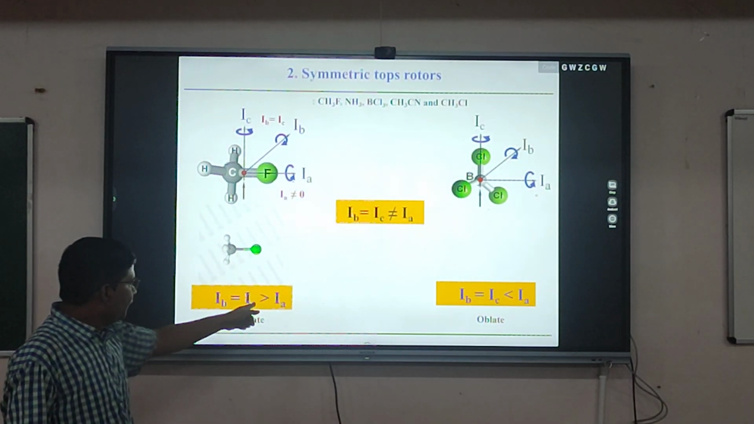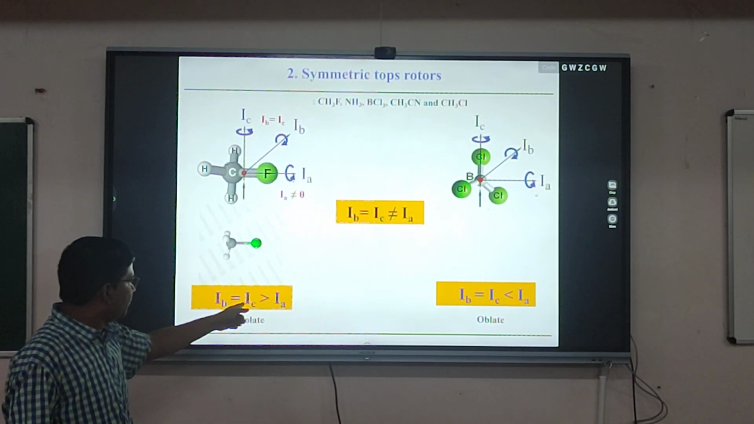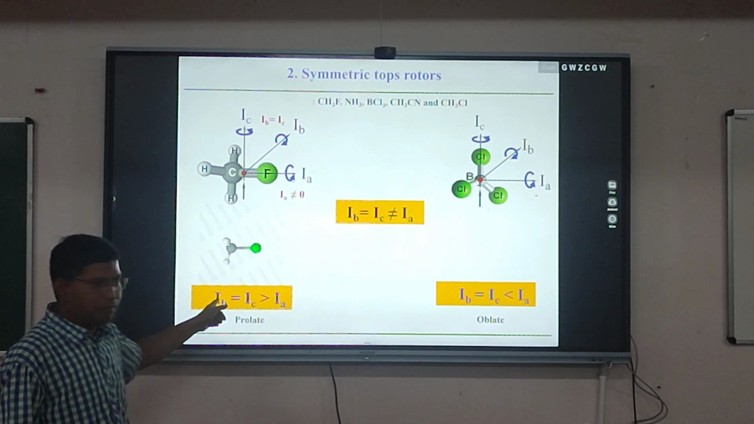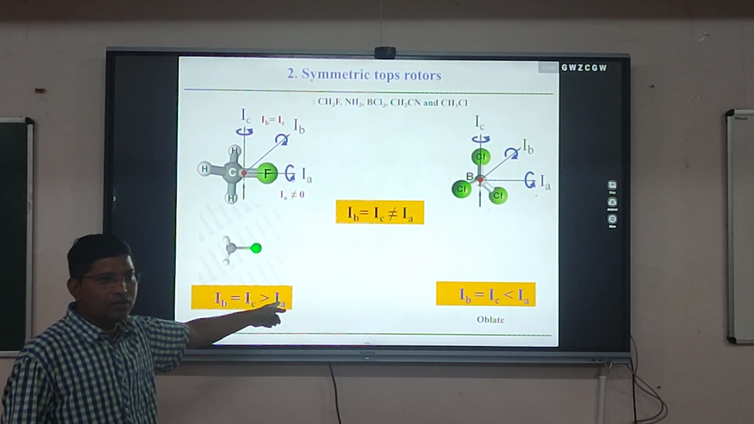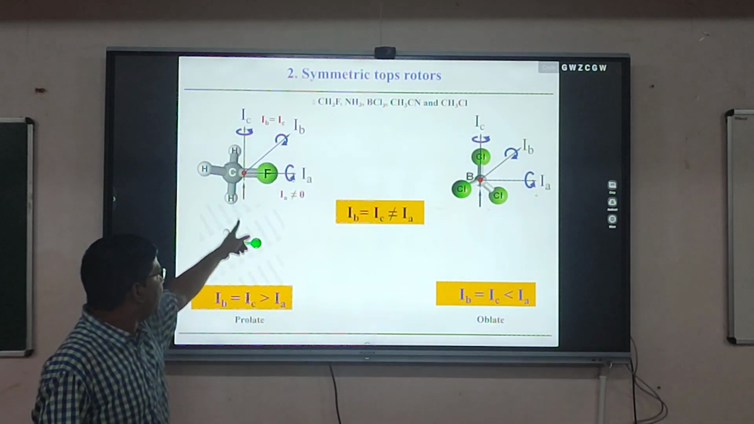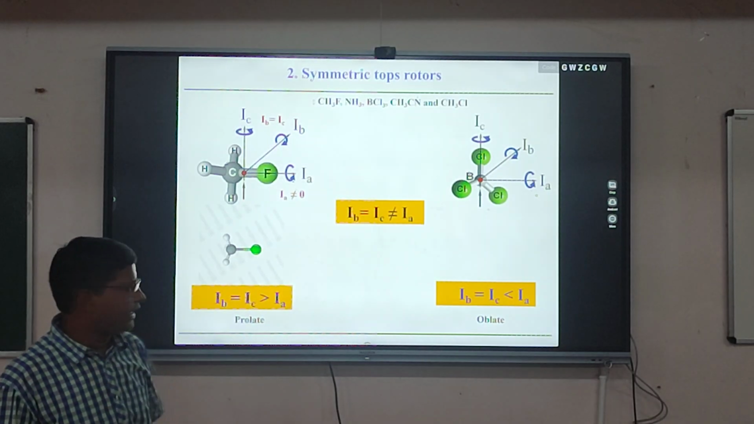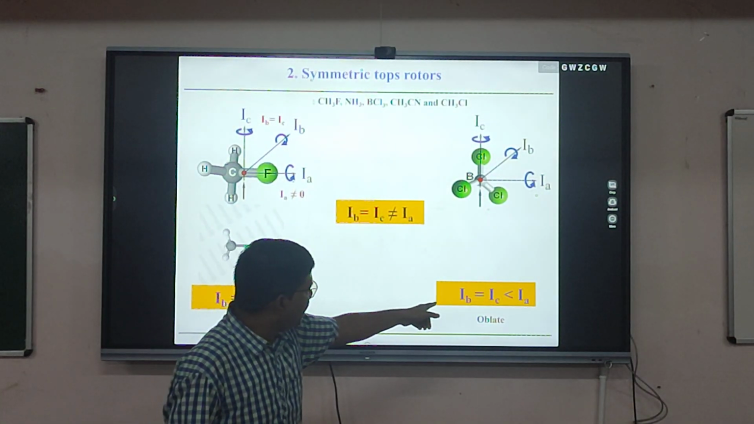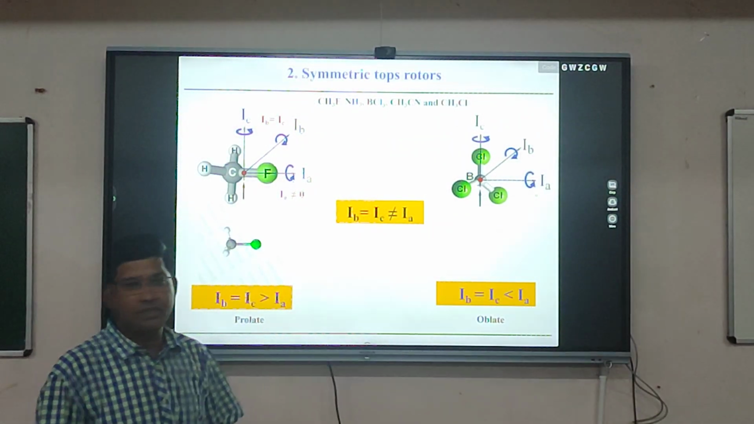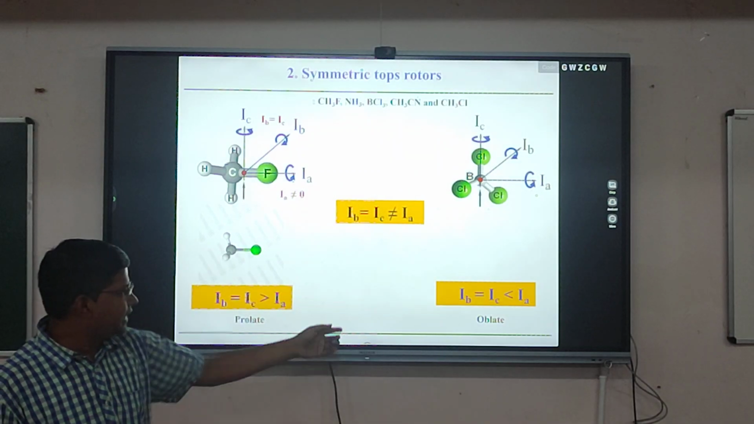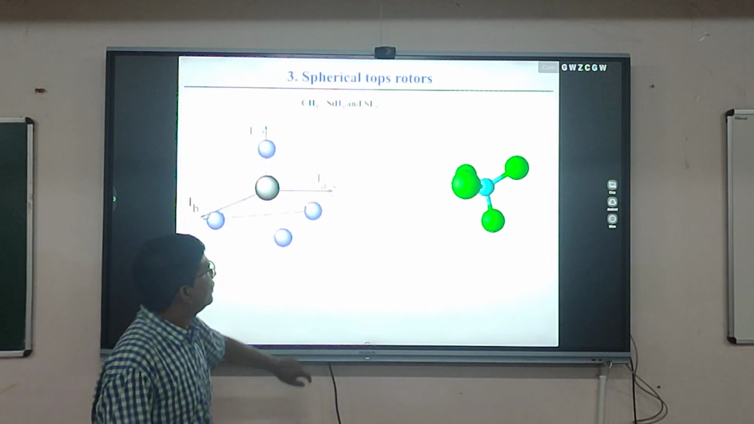When we need more moment of inertia in the plane and perpendicular compared to the bond axis, the molecule is called prolate, and the condition is IB equals IC but less than IA. In the other case, the molecule will be called oblate.